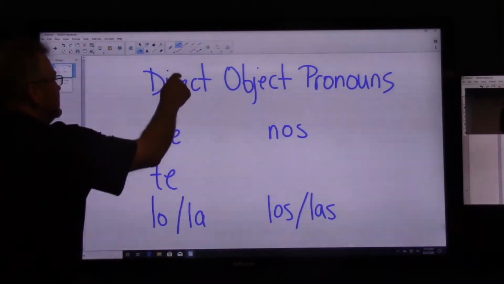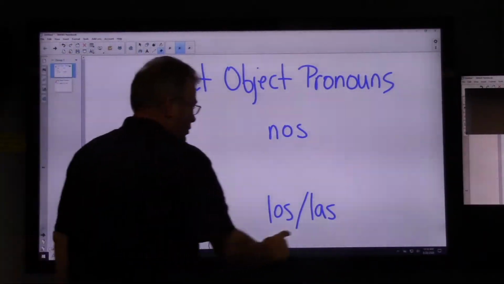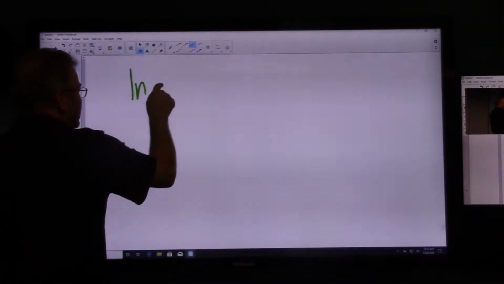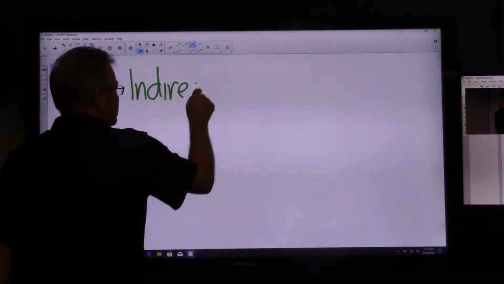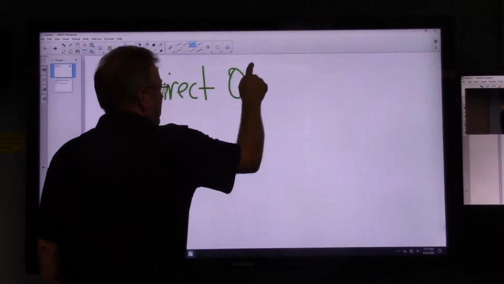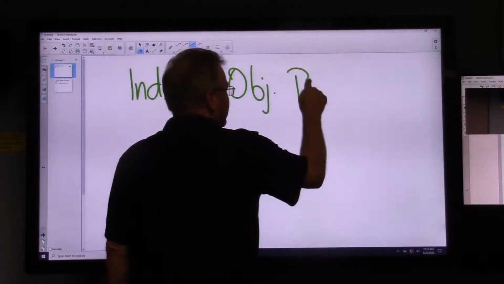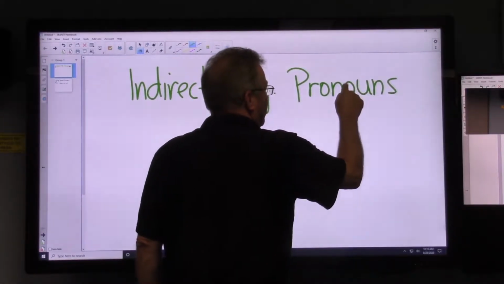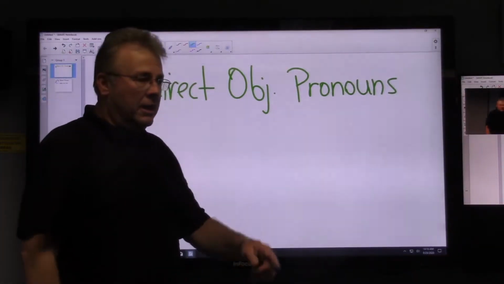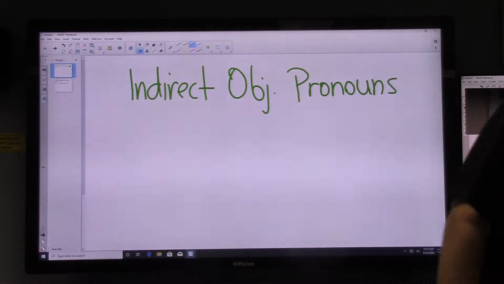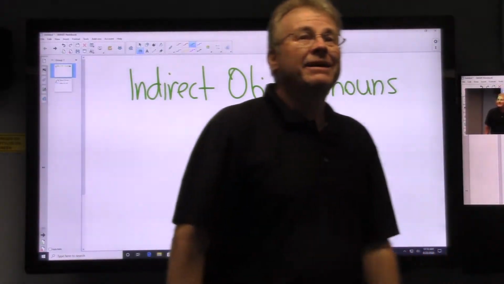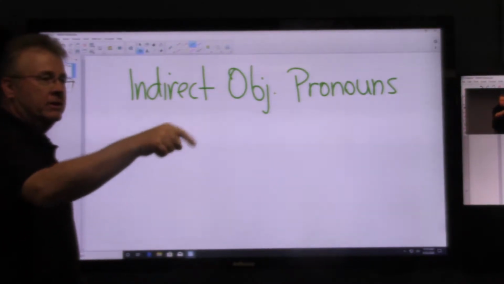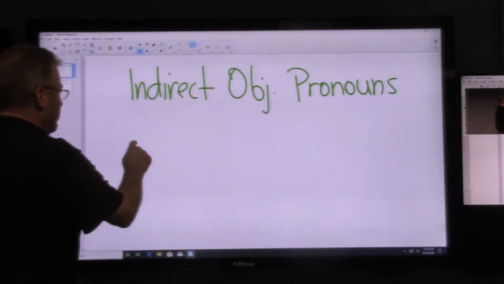Section 1 of Chapter 7, today we're going to be talking about indirect object pronouns. And if you want to follow along in your books, it's page 202. On page 202, if you look at the indirect object pronouns, look, what are they?